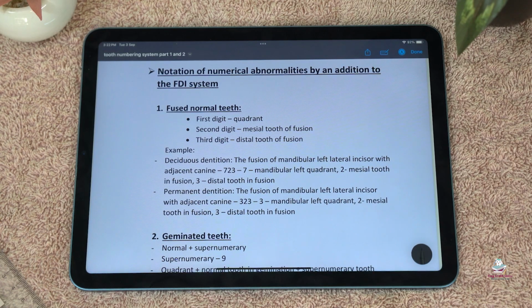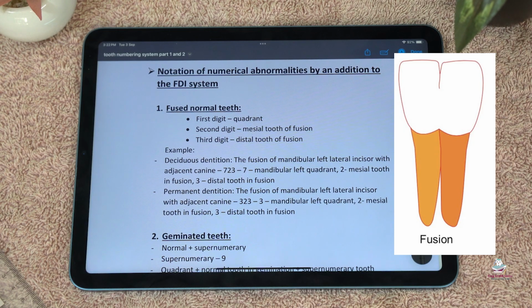So when there is fused normal teeth, the first digit is used as a quadrant, the second is for the mesial tooth of fusion, and the third digit is the distal tooth of fusion. So fusion is basically two normally separated teeth fused together.